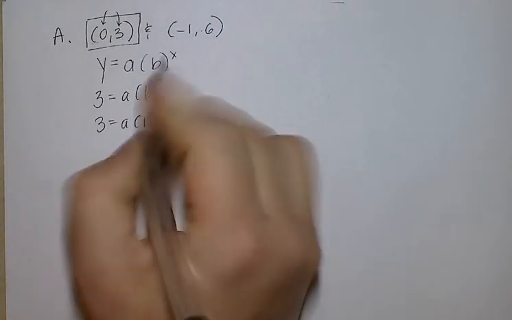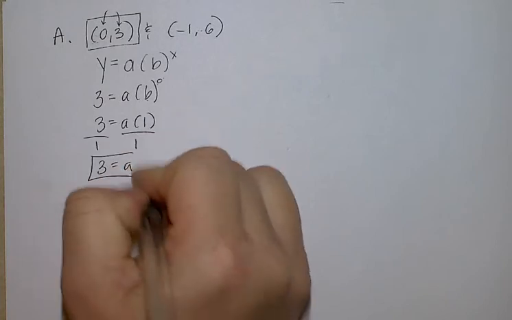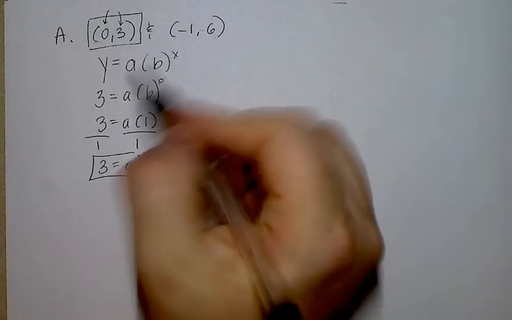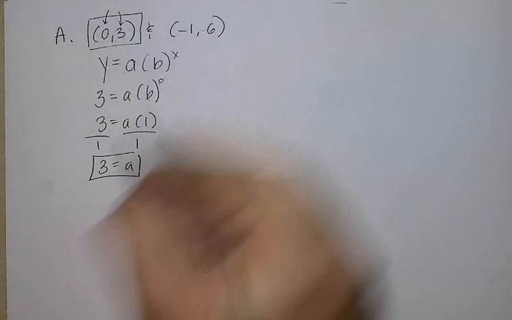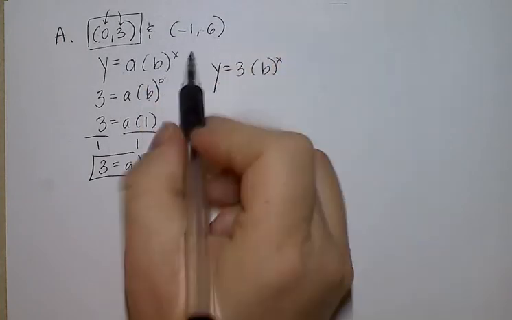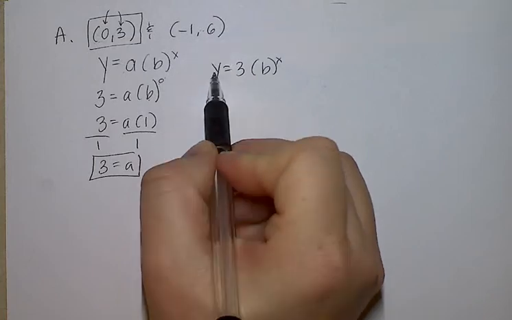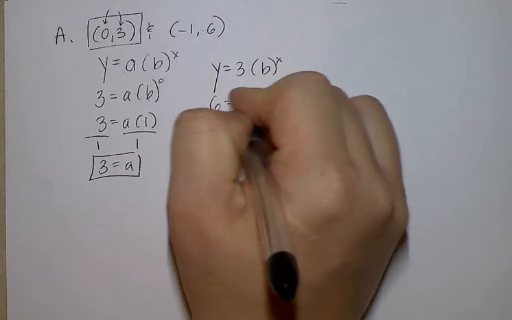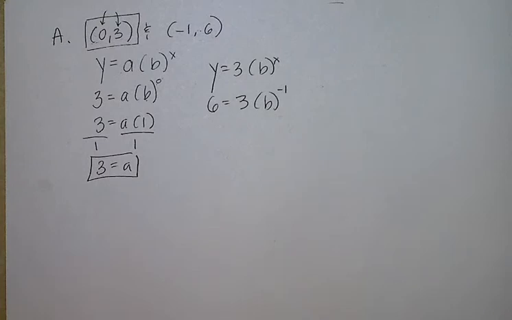We're going to solve for A, and we're almost half done with the problem. Now I'm going to go back to this general function, and where I see an A, I'm going to substitute in 3. And I still have an ordered pair that I haven't used. So in the y, I'm going to substitute in 6 and -1 for the x. Let's isolate the b.